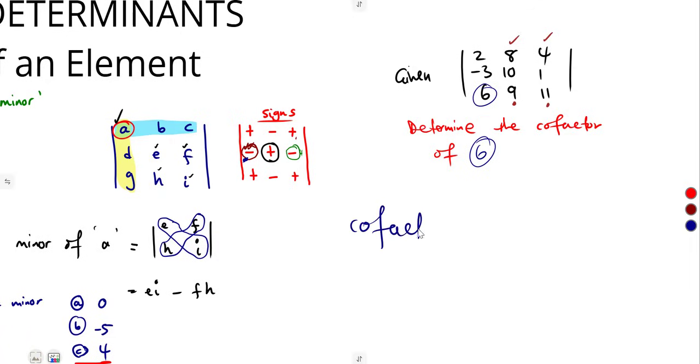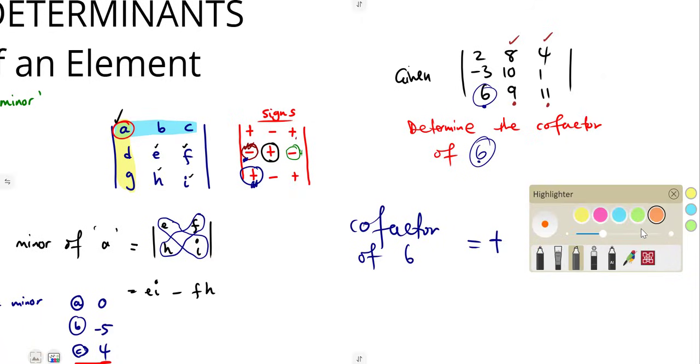So remember we said a cofactor is a signed minor. So what is the cofactor of 6? Where 6 is, what is the sign corresponding to 6? 6 is at the bottom left there, so the sign corresponding is a positive. So the cofactor of 6: sign first, plus a positive. Then you determine the minor of 6.